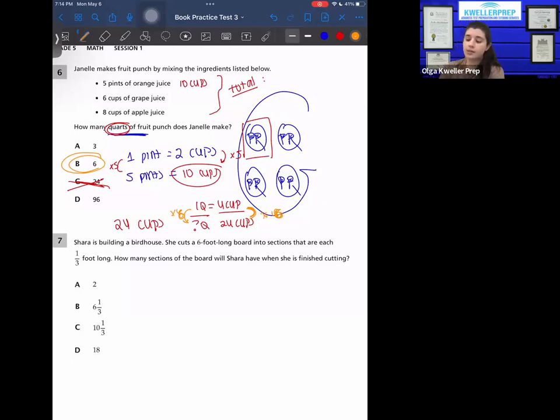Next, we've got Sarah, who's building a birdhouse. She cuts a 6-foot long board into sections that are each 1/3 foot long, right? So imagine we've got 6 feet. We've got 1, 2, 3, 4, 5, 6. And we're cutting each of these 1-foot pieces into thirds, right? So we cut this into thirds, and this one into thirds, and this one, and this one, and this one, and this one. And the question is, well, how many pieces do we have in total? If you add up all these pieces, you'll see that our answer is 18.